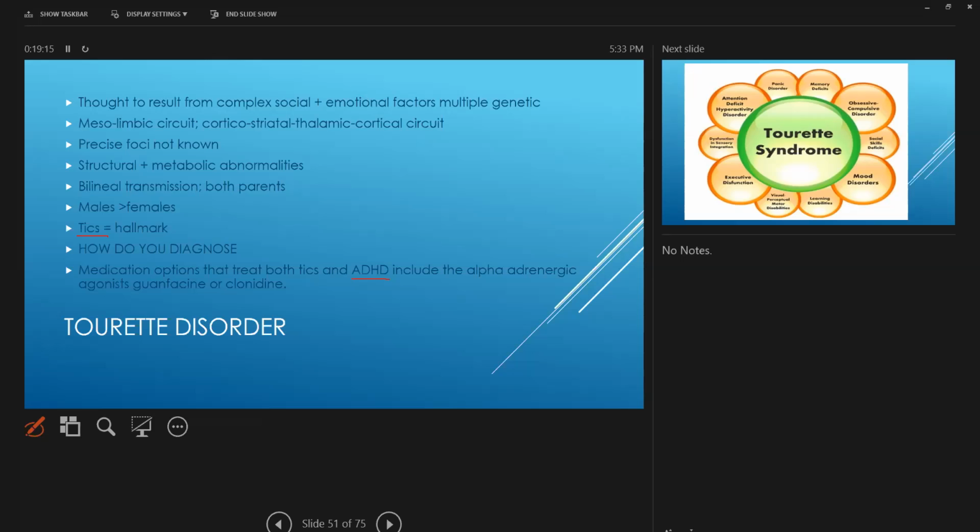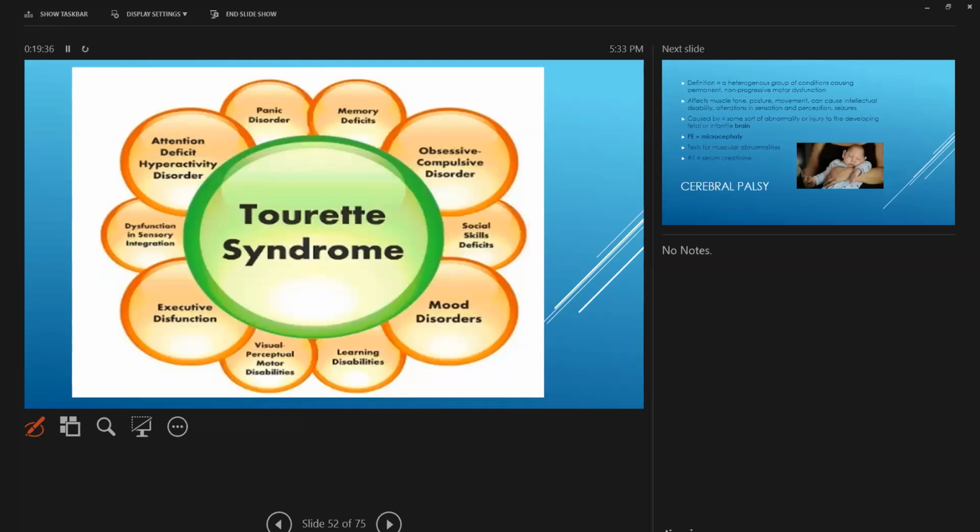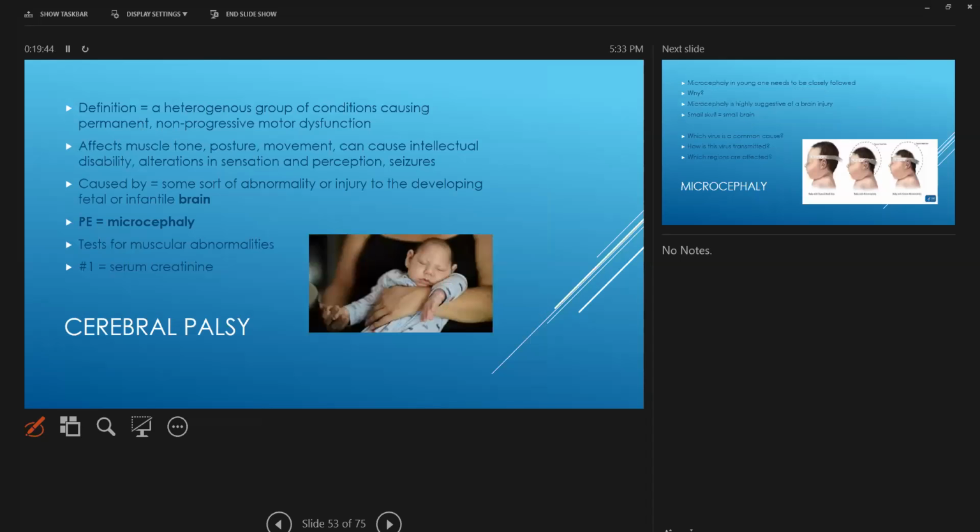And there's this biennial transmission. So if both parents have it, the child is more likely to have it. It's a higher rate in males than females. Medication options that help for both the tics and ADHD include these alpha adrenergic agonists, and clonidine is another option. So Tourette disorder, this is just kind of a flower that shows you how many different things go into Tourette syndrome.